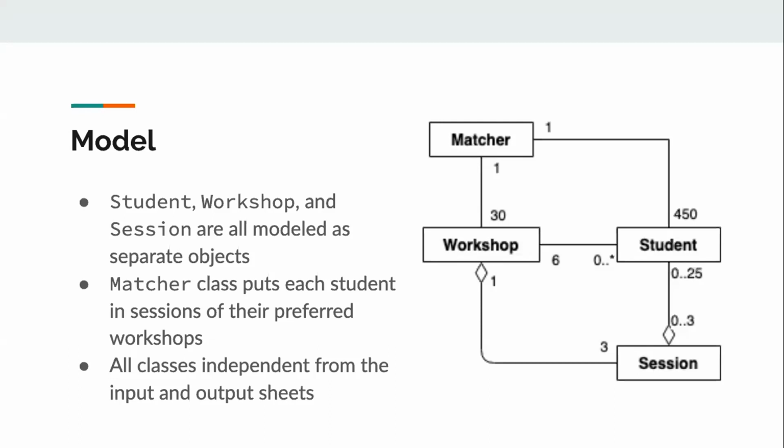And all of these classes we designed very deliberately to be independent from the input and output sheets. So none of this is particularly tied into the Google Apps Script environment. The actual IO, the spreadsheet input and output, is separate from this active modeling here.